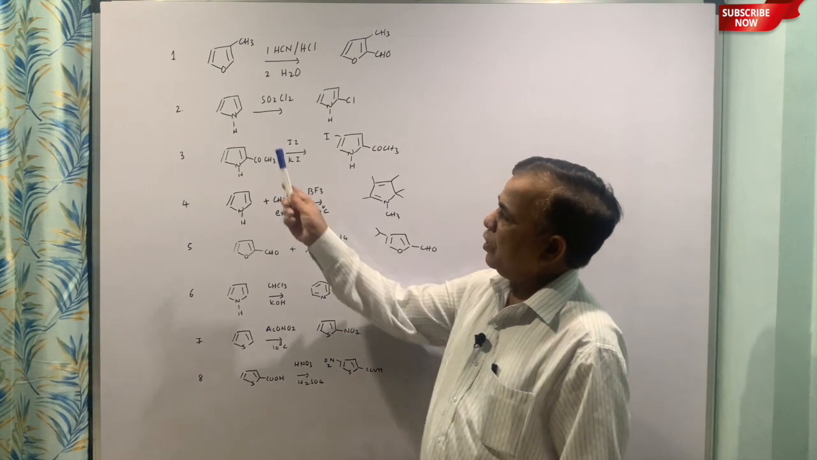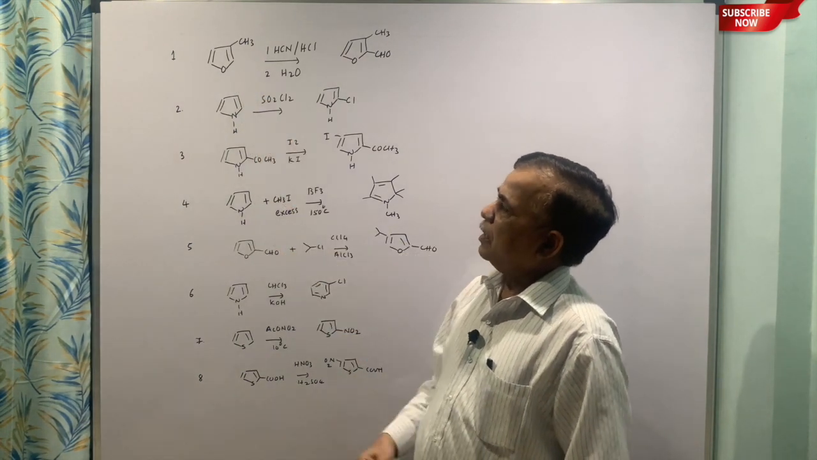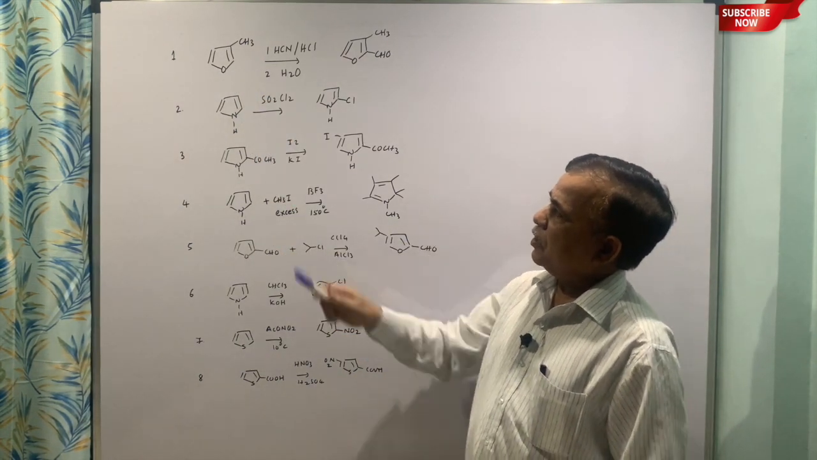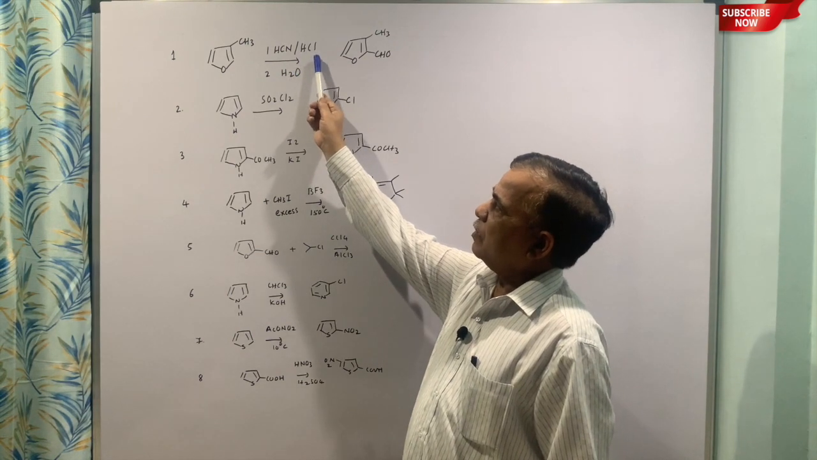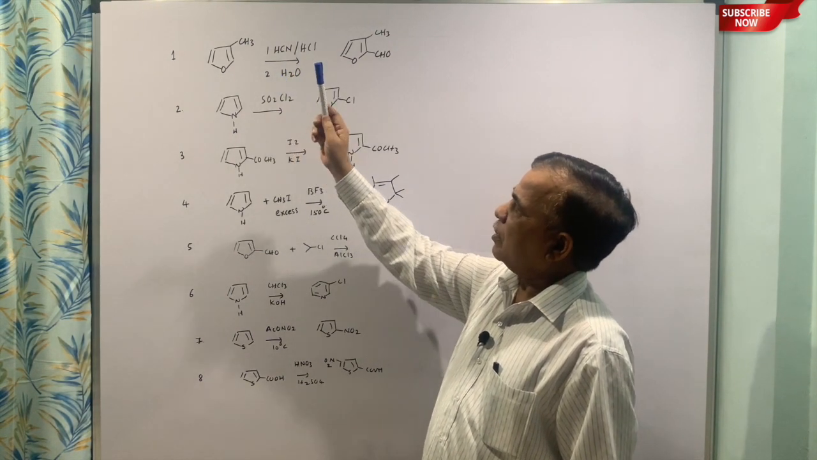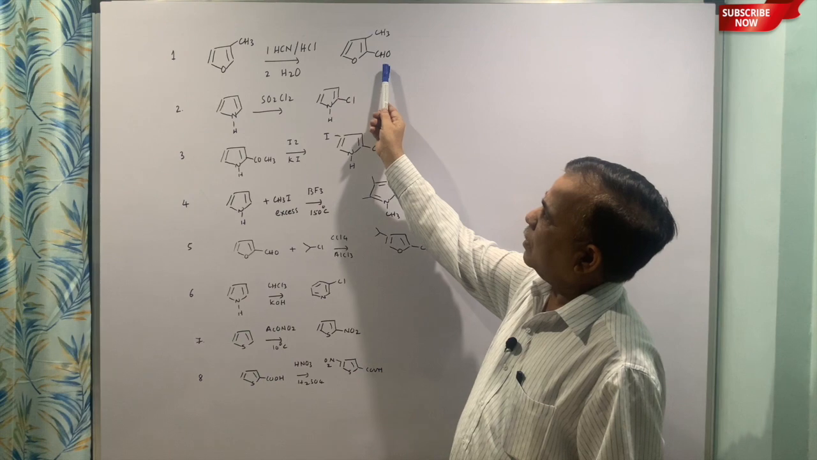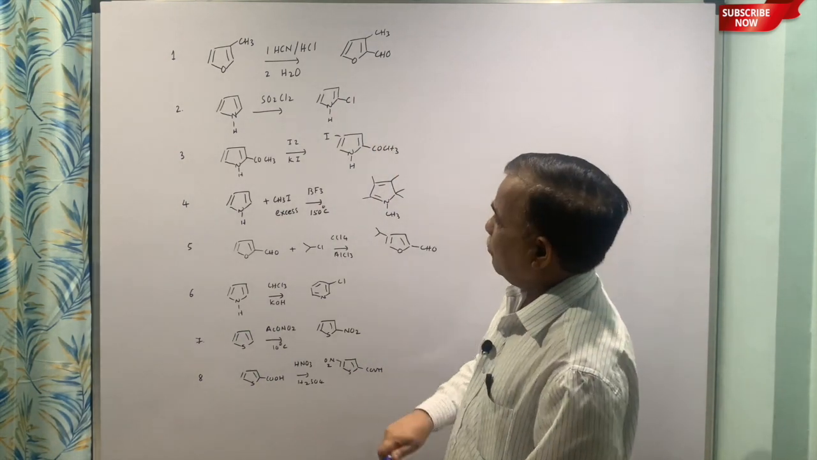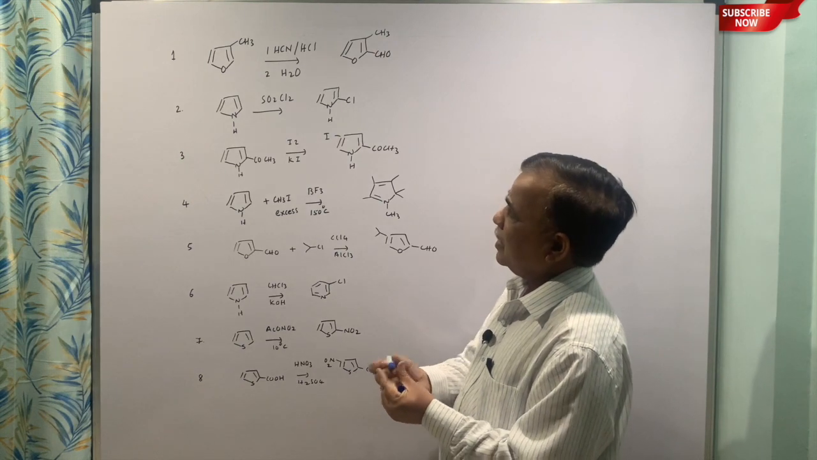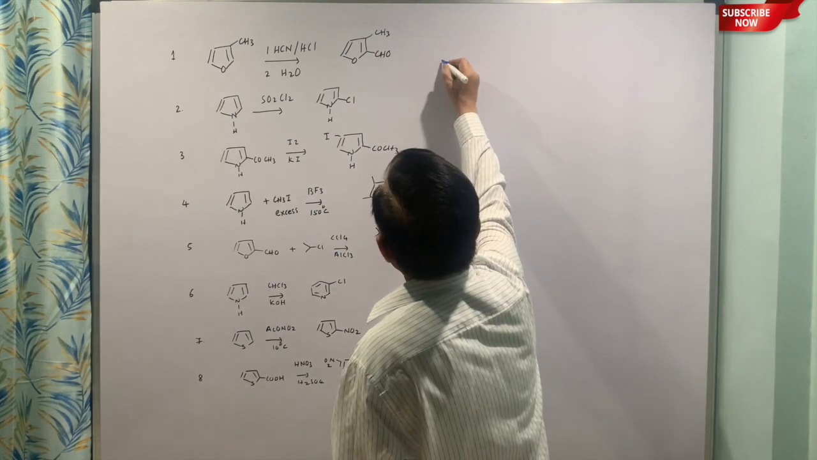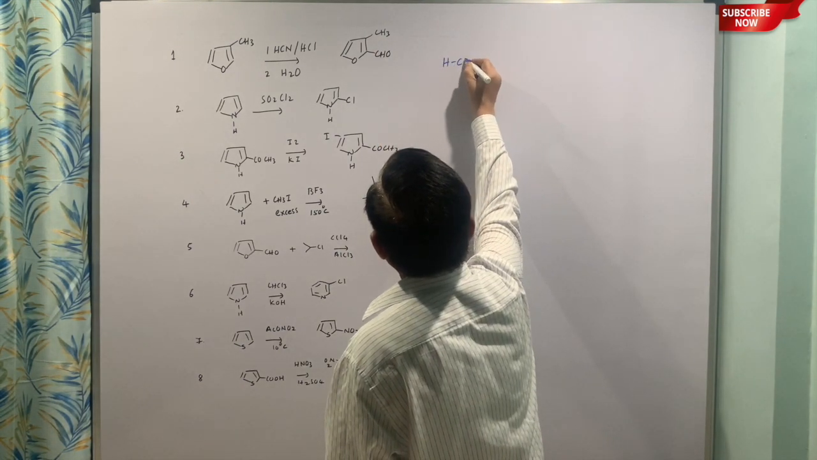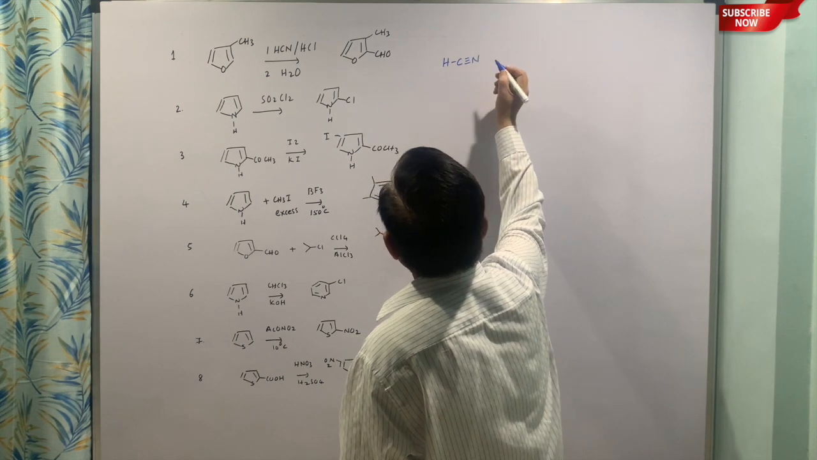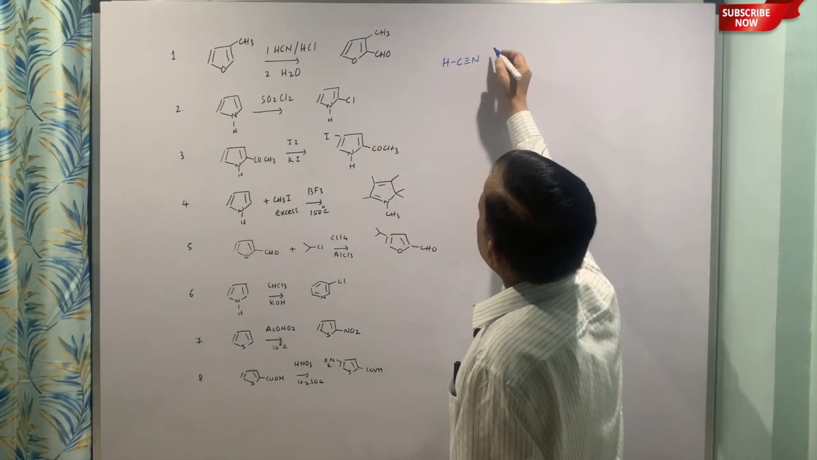The first example is 3-methyl furan treated with HCN in presence of HCl, followed by hydrolysis. You get the formylation. Now this reaction is a formylation reaction, and HCN and HCl is going to be the reagent combination.